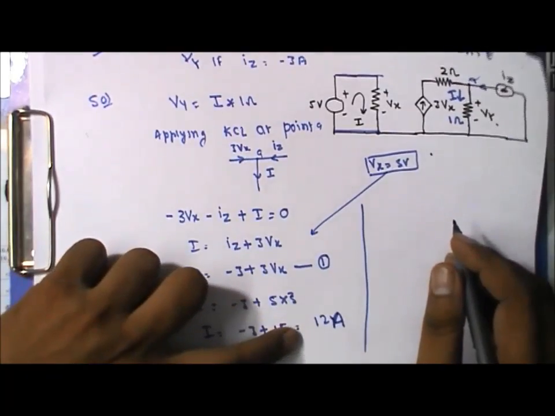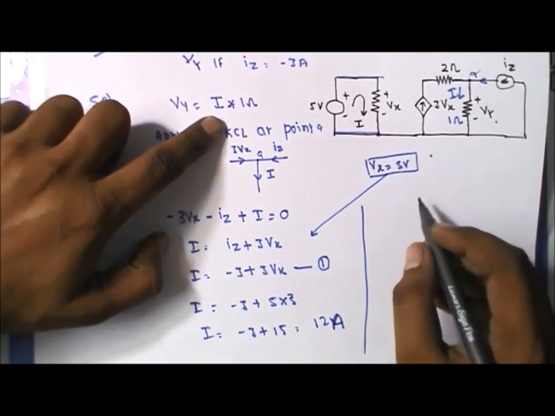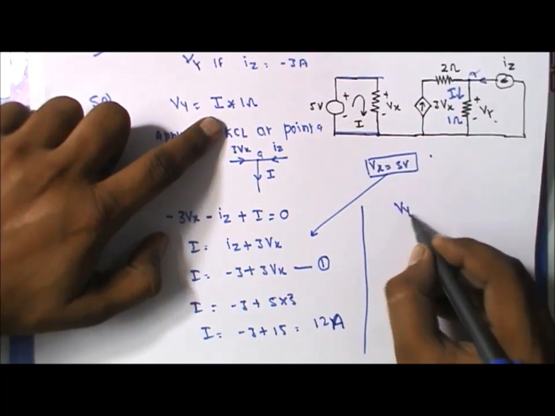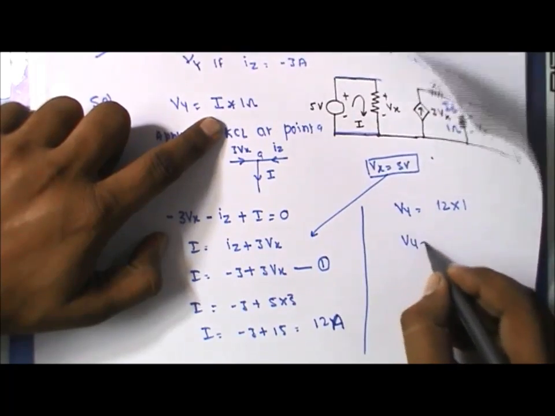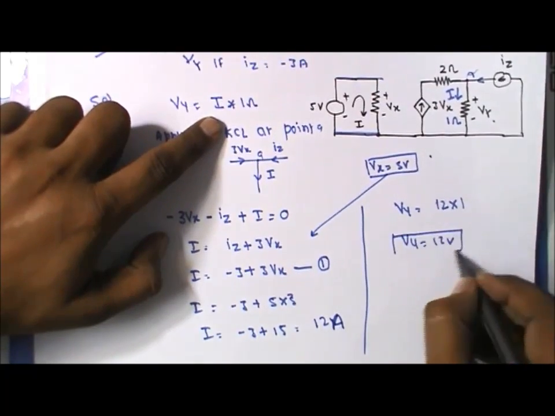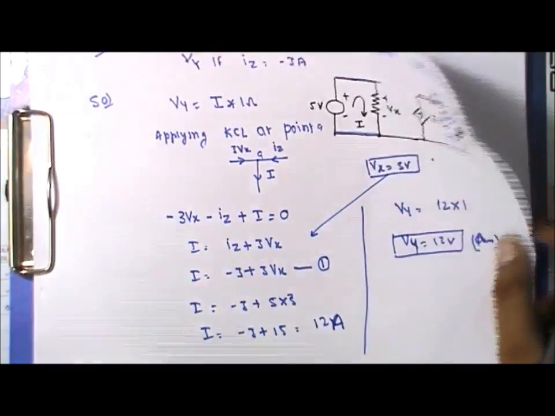Now put this 12 ampere in this equation, then we can easily calculate the value of Vy. So Vy equals 12 into 1, Vy equals 12 volt. This is our desired answer. Let's move on to the next solution.